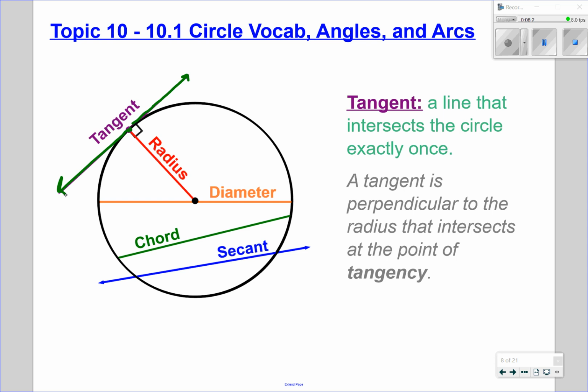This is a line that touches the circle exactly once. If it touches more, it's called a secant. So exactly once would be our tangent line. And the biggest idea here, you need to understand that the tangent line is always, always, always perpendicular to the radius. 100%. It's going to be a big, big idea as we travel through the rest of the parts of this topic.